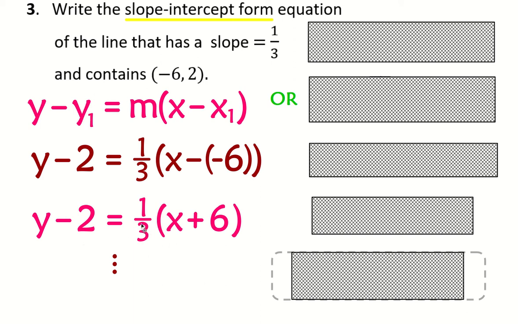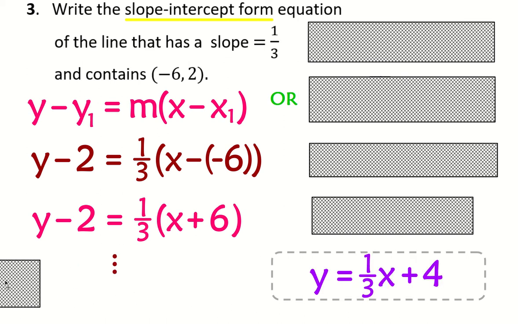So here the next thing you would do is you would distribute the 1/3, and this side would end up being 1/3 x plus 2. And then you would have to move this term, this -2, to the other side by adding it. And so since you already have a +2 over here after doing 1/3 times 6, when you add this 2 over, you end up with a +4. So this is your final answer to number 3.